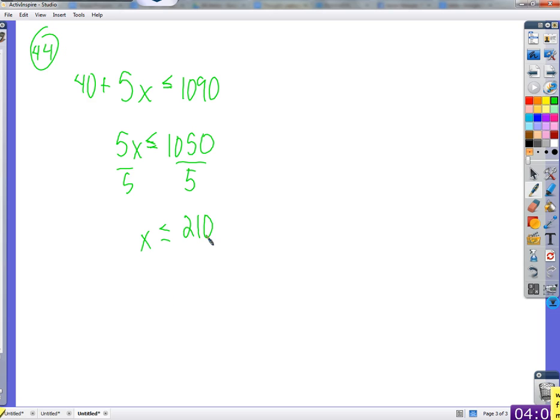210. So as long as you order 210 books or less than that, then you'll come in under budget or right at budget. So, 210. What's the next question?